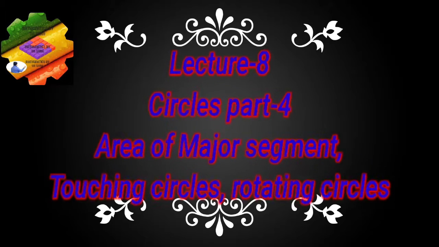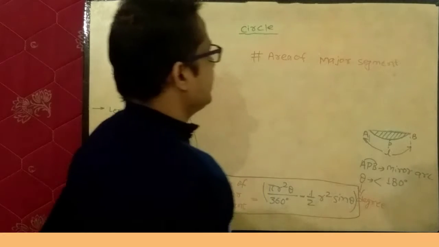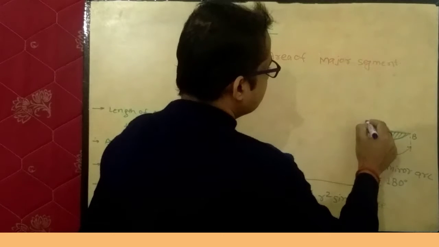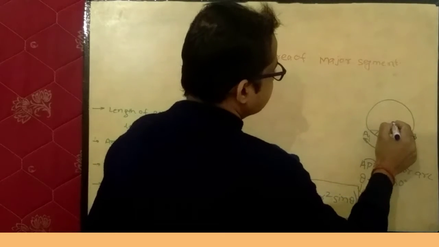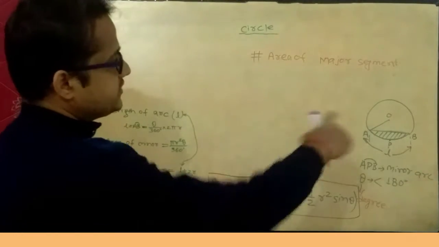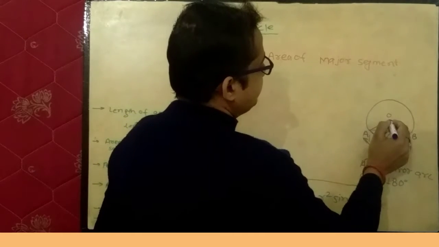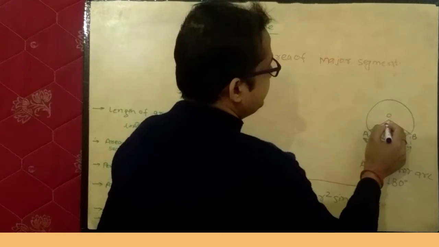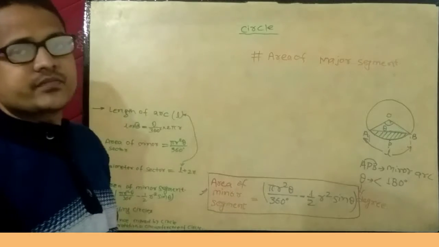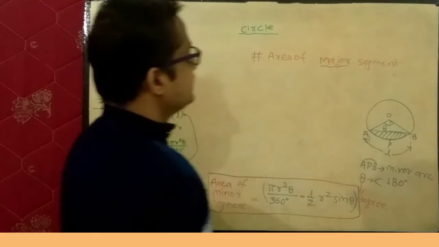Next topic is area of major segment. Suppose this is a circle having center O, and OA and OB are radii, and this arc AB is making an angle theta degrees at the center, which is the central angle. Now we have to calculate the area of the major segment.